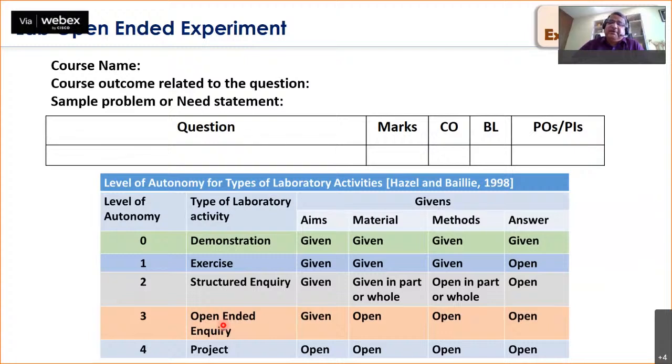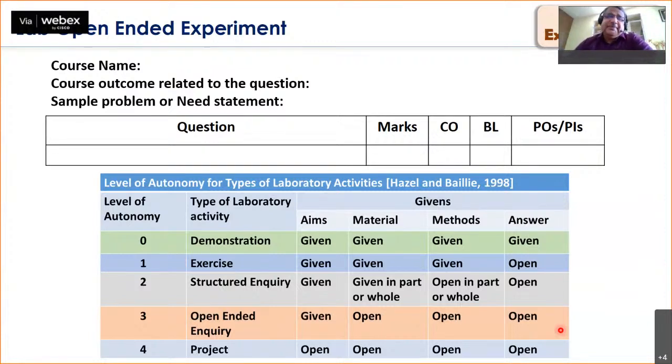Then the next level is the open-ended experiment, where only the aim is given, but everything will vary from batch to batch. You can only say that in the laboratory I have a certain engine, the present NOx emission is this much, and I want you to reduce that by a certain percentage. Now you are not telling how to do it. Students themselves have to think how to reduce the NOx emissions, either by exhaust gas recirculation, or making it a very lean mixture or a rich mixture, or changing the injection timing. They have to think and do it. That is called an open experiment.